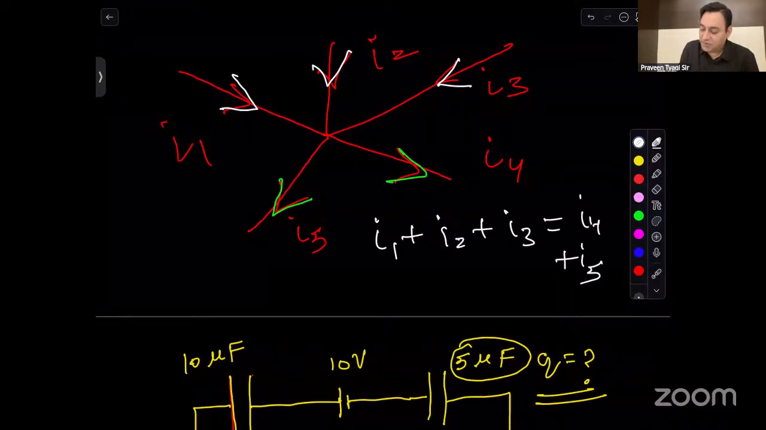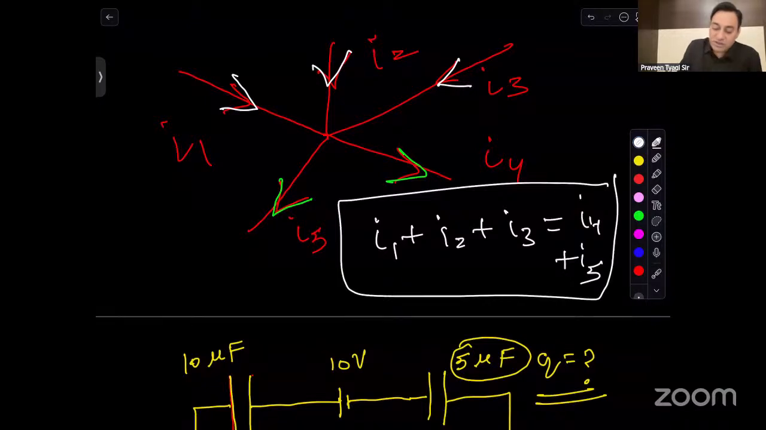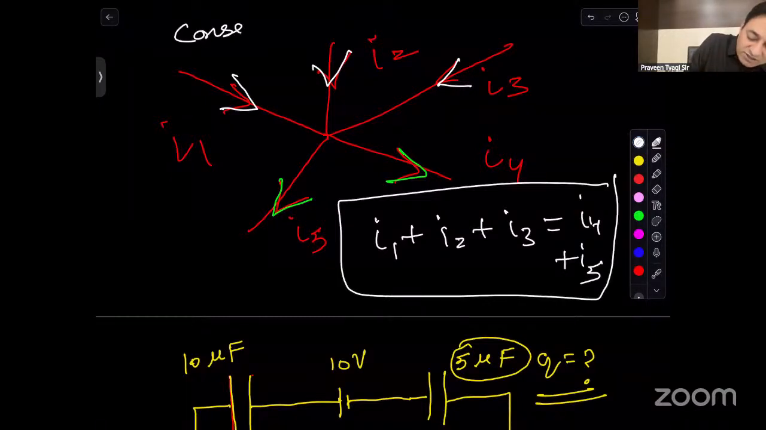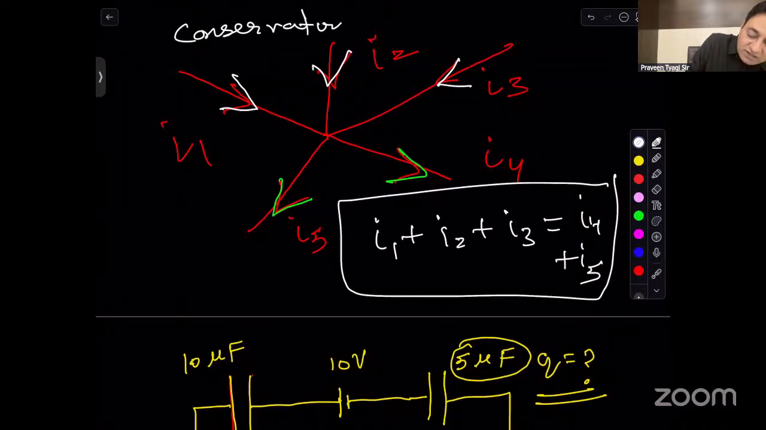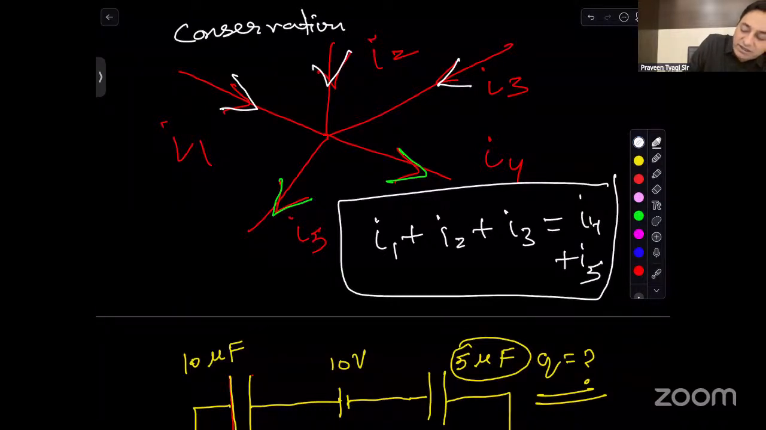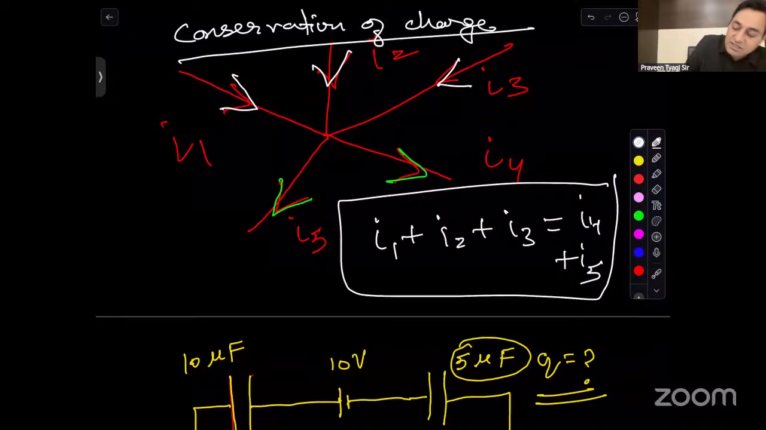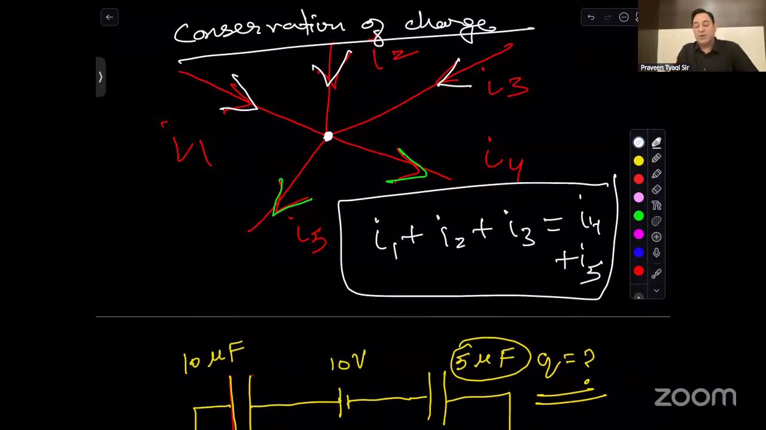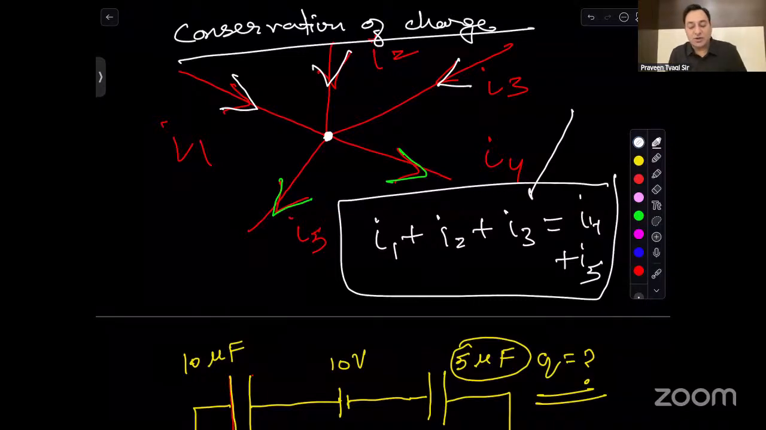And where are we getting this equation from? What is the core of this junction rule? Conservation of charge. Charge can neither be created nor destroyed at any junction. So any amount of charge that was entering here should be equal to the same amount of charge leaving from here per second. Therefore, the currents should be related like this. This is called the junction rule.